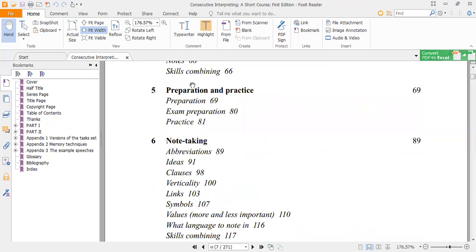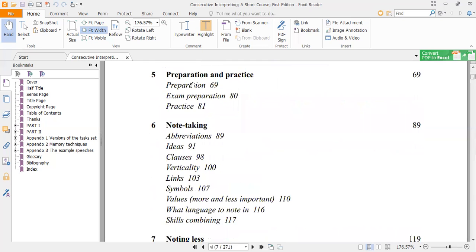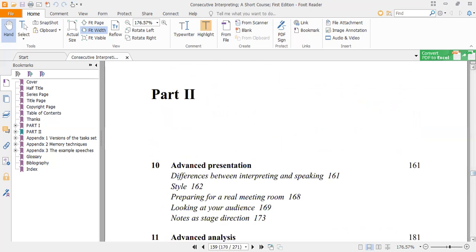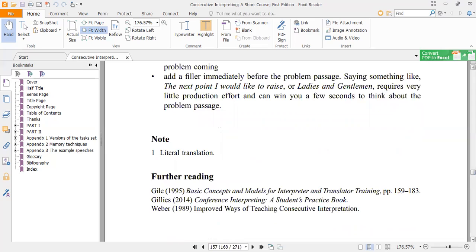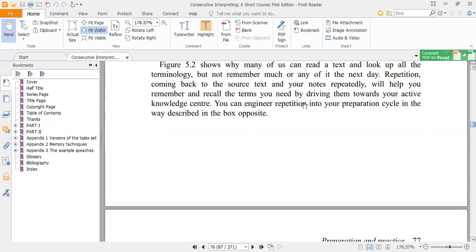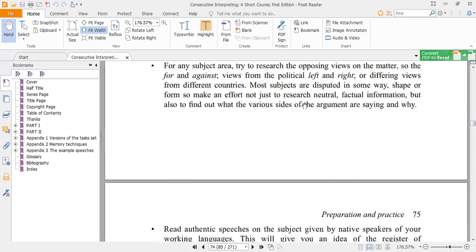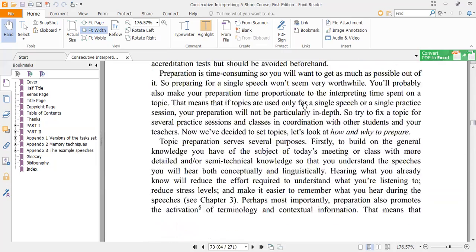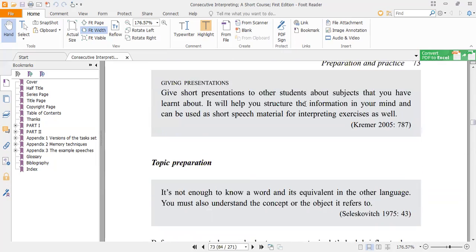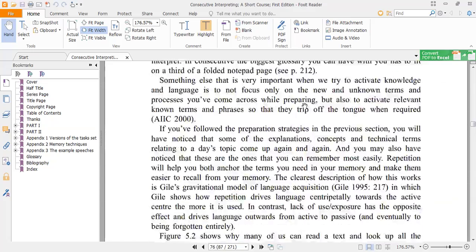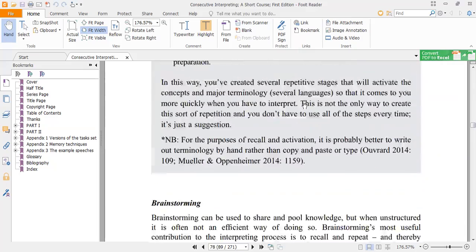Now, first of all, we want to talk about the most important issues. Okay, sorry, the most important issues. Look at topic preparation. No, actually, unfortunately, I missed the page. I am sorry for that.